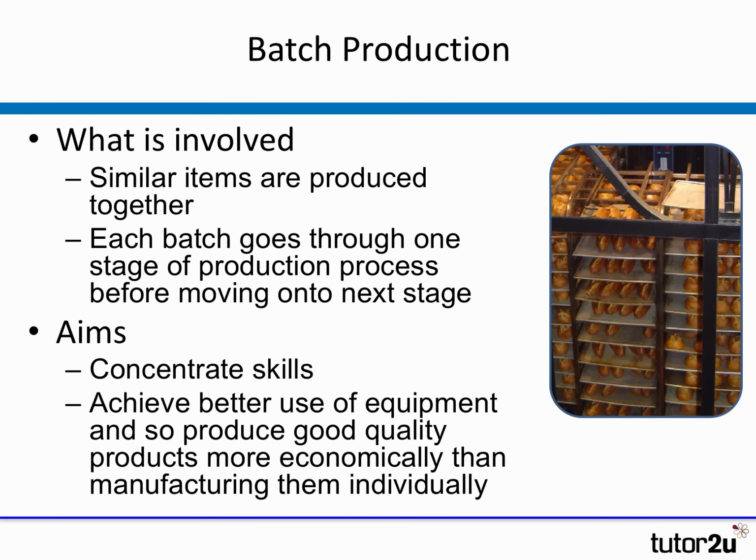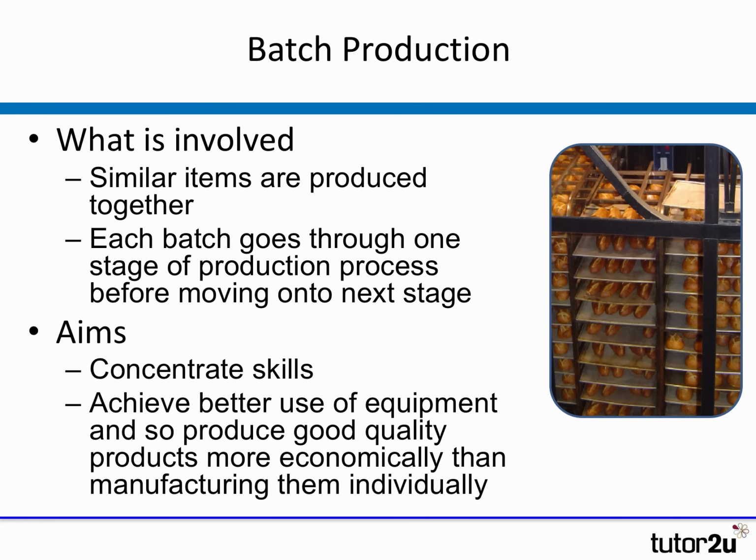Moving on to the next method, batch production. What happens here? Well, what happens with batch is that you group similar items together and you make them together. And then when that batch is completed, it goes through the next stage of the production process. So the batch of, let's say, buns here being prepared, in fact these look like they're coming out of the oven. They would have been prepared together, they went into the ovens together, and then they come out together to go through the final stage, which might be a delivery or wrapping up or whatever.